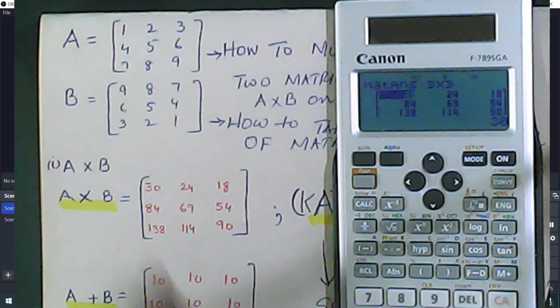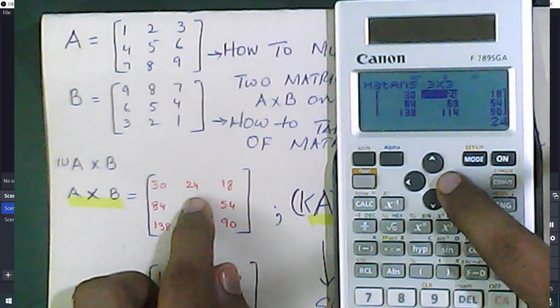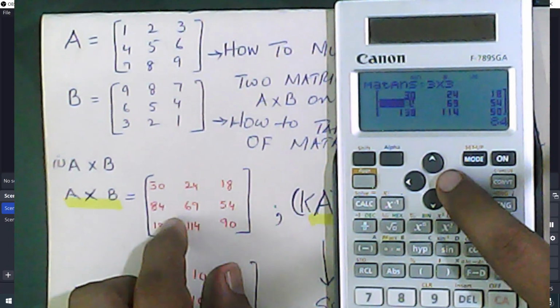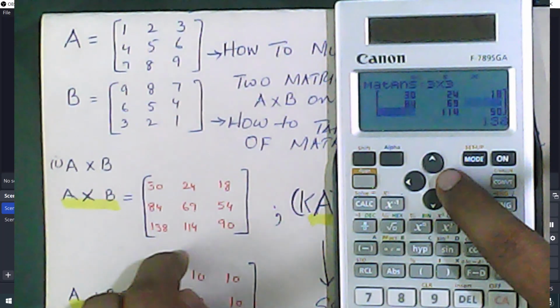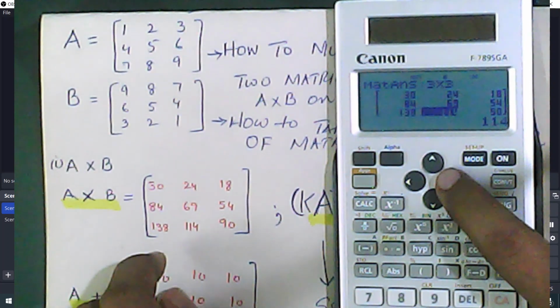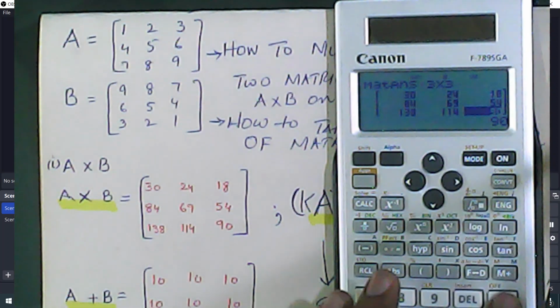You can see the results: 30, 24, 18, 84, 69, 54, 138, 114, and the last value is 90. So this is done.